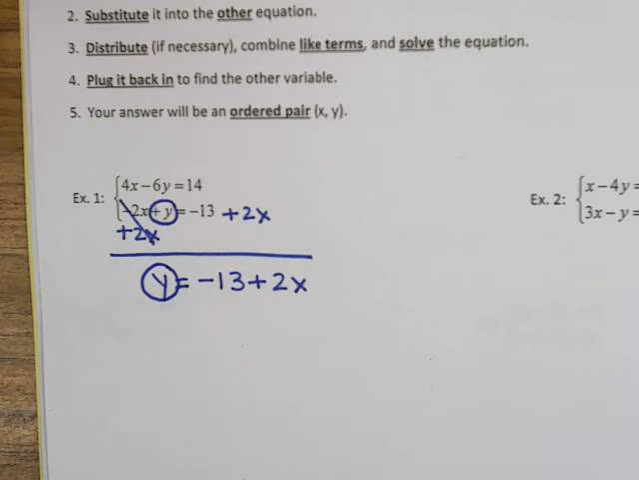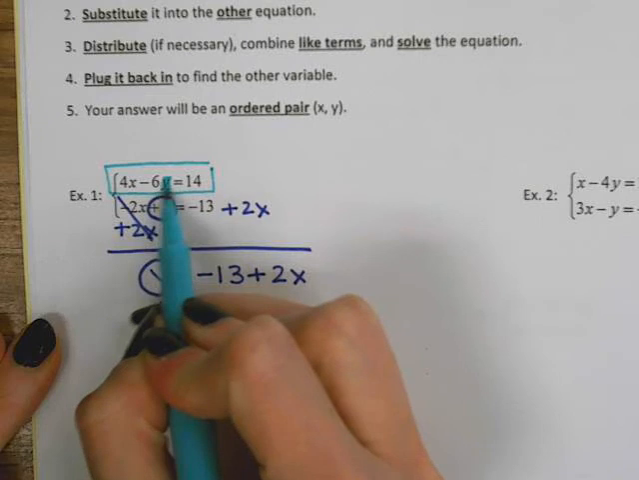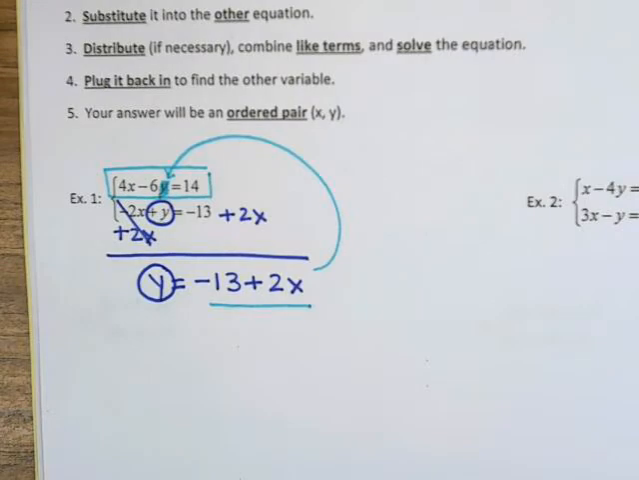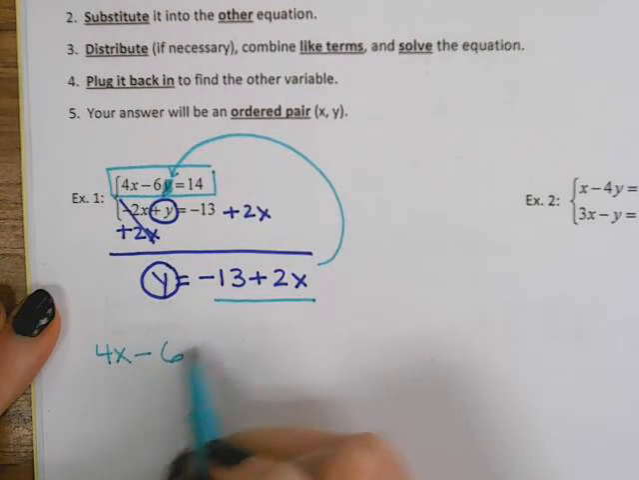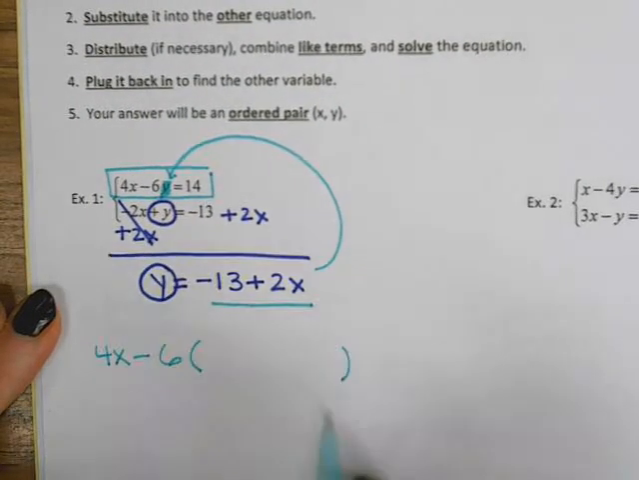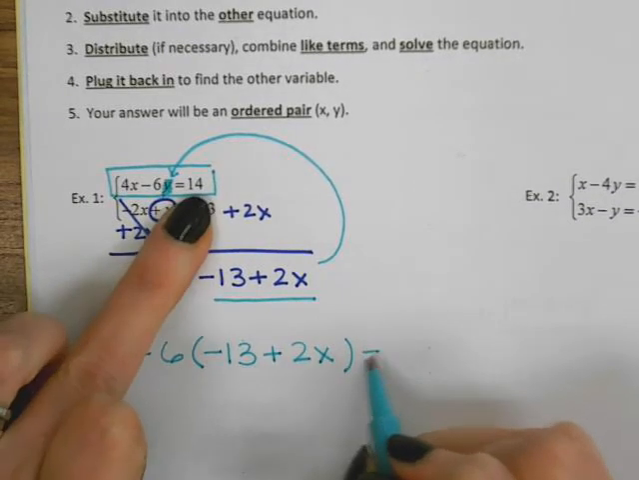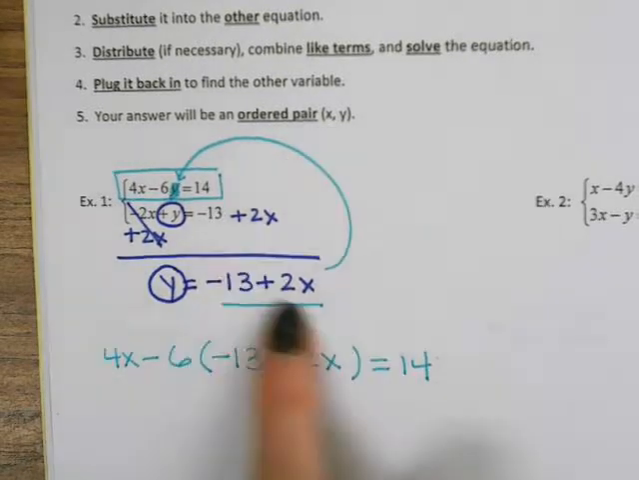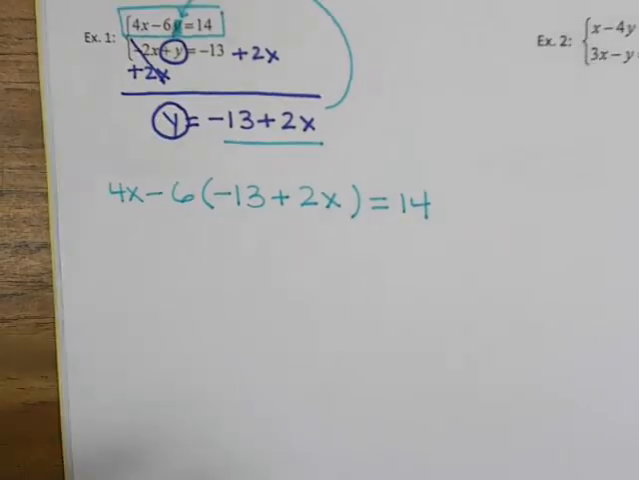Now it's just like yesterday. Into the other equation, y is going to come out, and this is going to go in its place. Okay, so it's 4x minus 6 times y, but y is really negative 13 plus 2x, and that still equals 14. So it's the same thing we did yesterday, except you had to get y alone first in order to sub it in. All right, go ahead and solve.